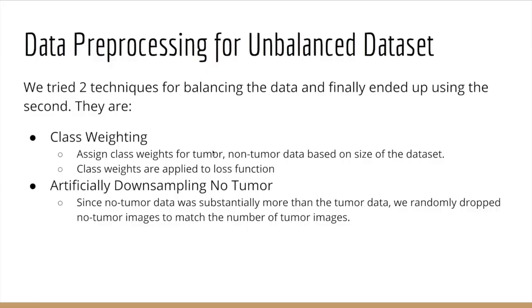Clearly, there is much more data for no tumor compared to tumor. Thus, we tried 2 techniques. First, we weighted the loss function for tumor and no tumor class using sklearn's compute class weight, assigning class weights for tumor and passing the weights in as parameters when training the model. We also downsampled no tumor data to balance the dataset. We ended up using artificially balanced data because it produced better results.